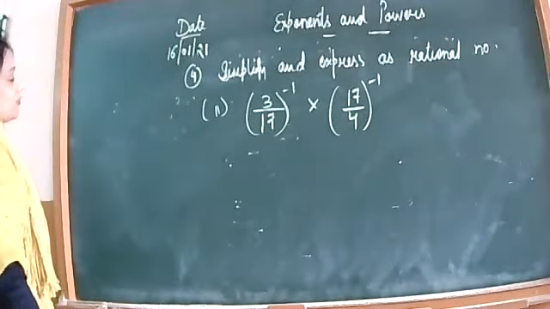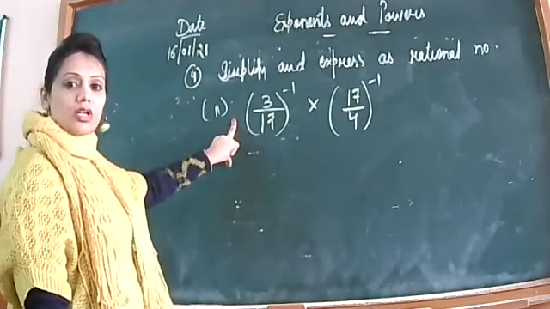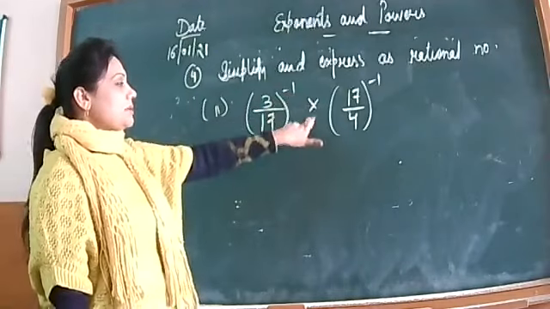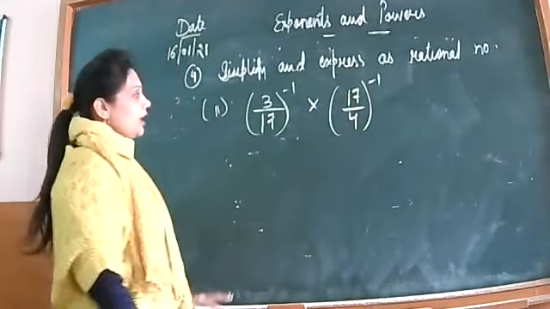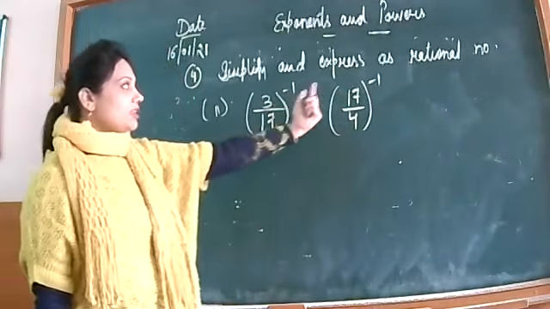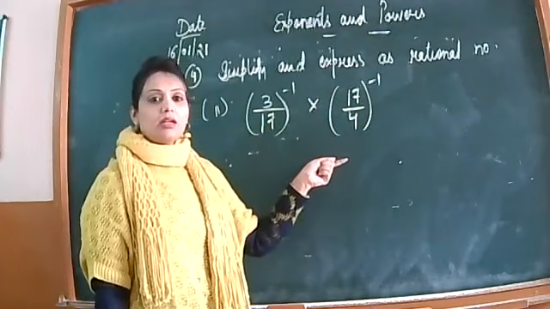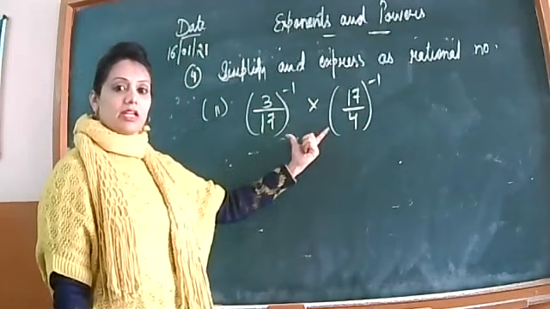See the next question. Again we have to simplify and express as a rational number. 3 by 17 raised to power -1 multiply 17 by 4 raised to power -1. Here we can see our bases are different but the powers are same. So in the first step also we can apply that law that if the bases are different and powers are same, then the bases will get multiplied.